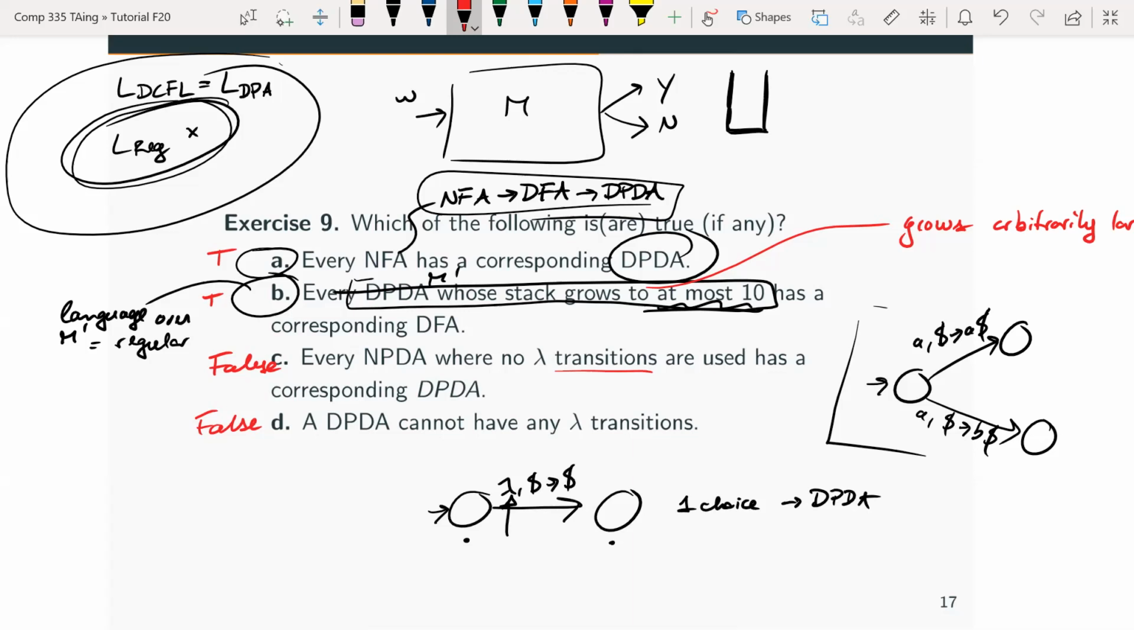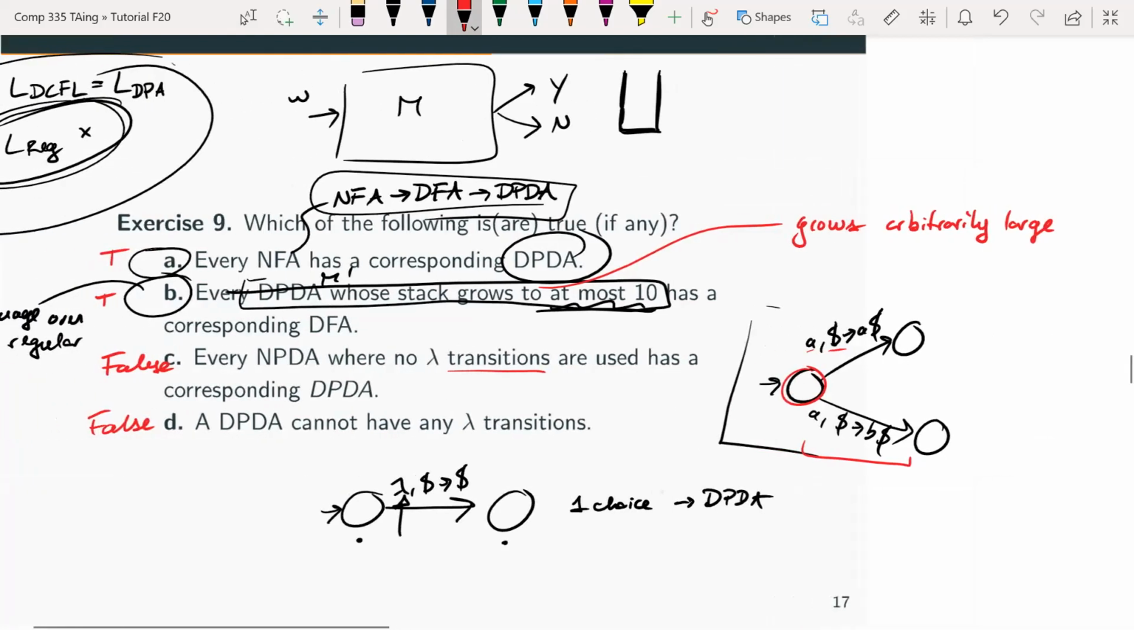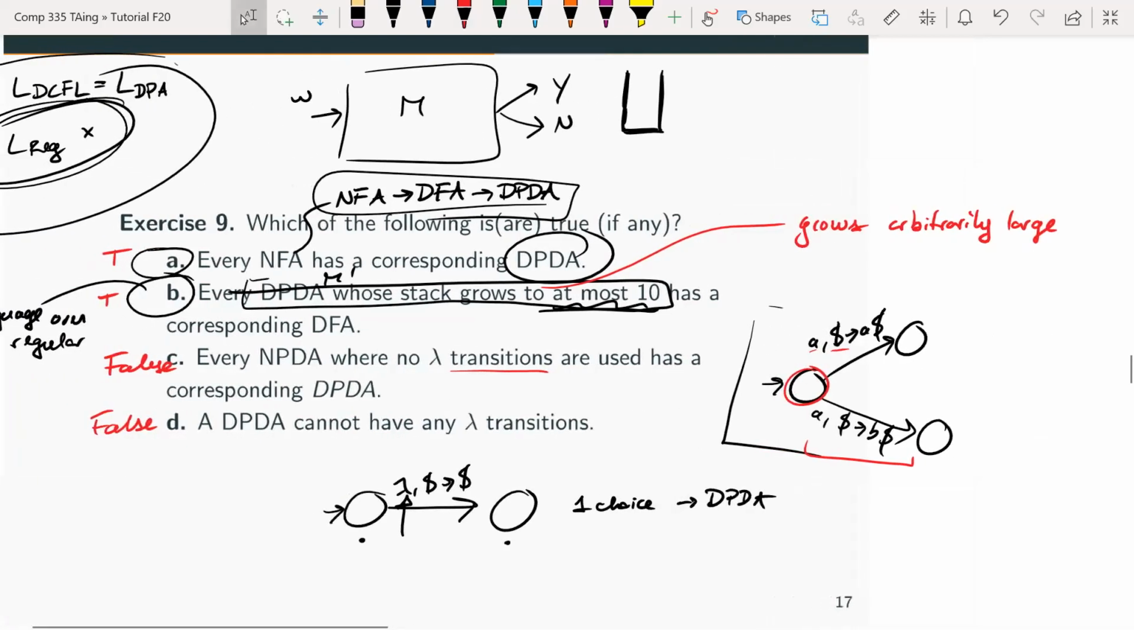The reason that's true is because, for instance, here, if you start here and you read an A and you have a $ sign, then you have two choices, right? So if you have two choices, then it's still non-deterministic. So that's why C is false.